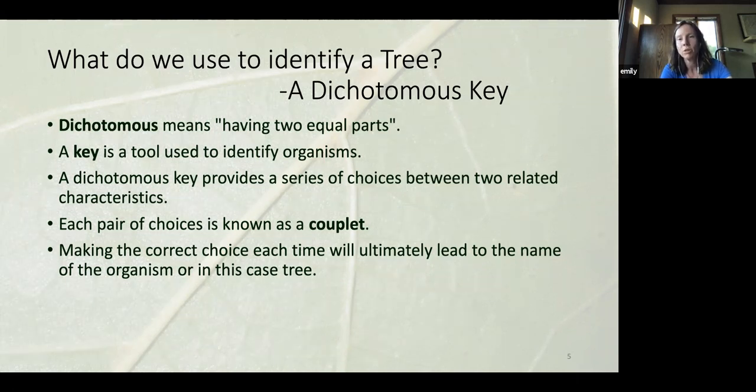Usually there's two. They're known as a couplet, and you want to read the entire couplet before making a decision. So not just reading the first part of the couplet, but the second one as well, because that'll help you ultimately get to the right name for the tree. And we're going to try and use the dichotomous key that is in the Common Native Trees of Virginia, so that it becomes a little bit comfortable to you, and you'll get the idea of what a dichotomous key is as well.